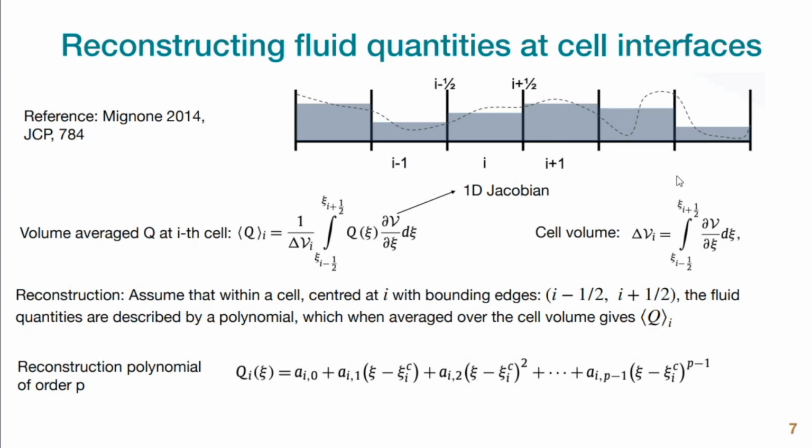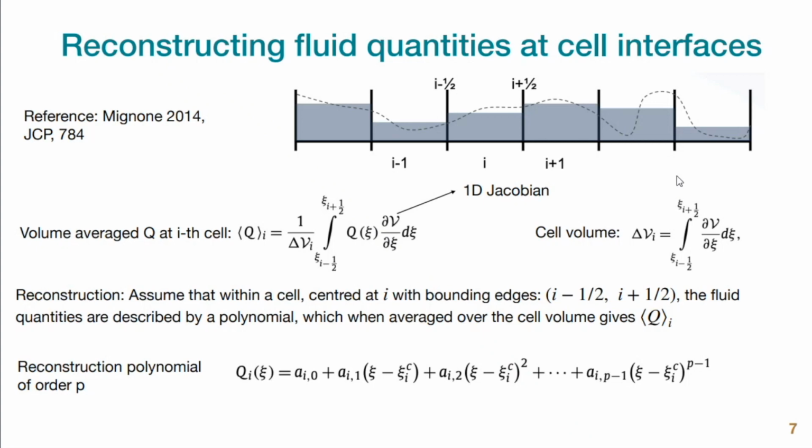But what you must ensure is that once you integrate over this volume, forget the 1D Jacobian now, let's make life simple, you integrate over the cell volume and divide by the cell volume, you should recover this average Q_i that is prescribed from your initial conditions or the starting point of a particular place. So this is what we have. This is what we extrapolate.